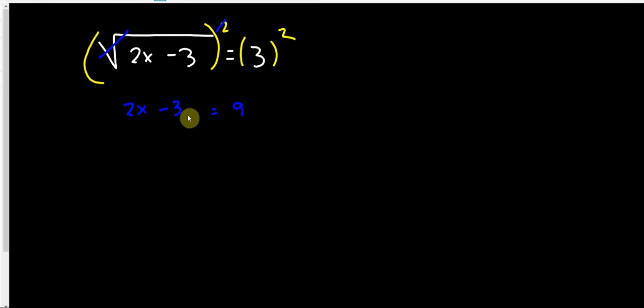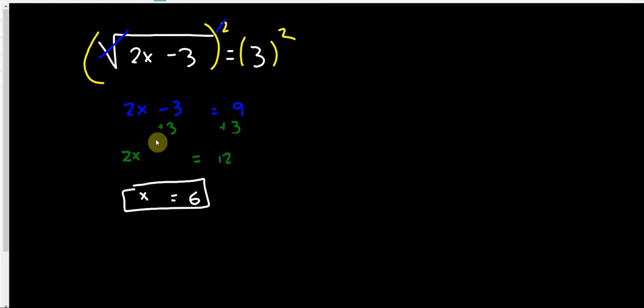Nice, okay. Now this is just a simple solve. I need to add 3 to both sides. So 2x equals 12, and then I need to divide by 2. So x will equal 6. So we should check our solution, but I feel pretty good.